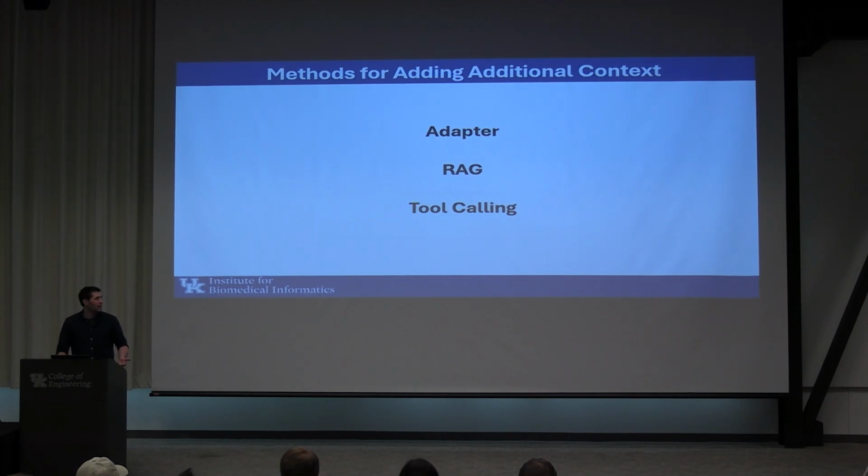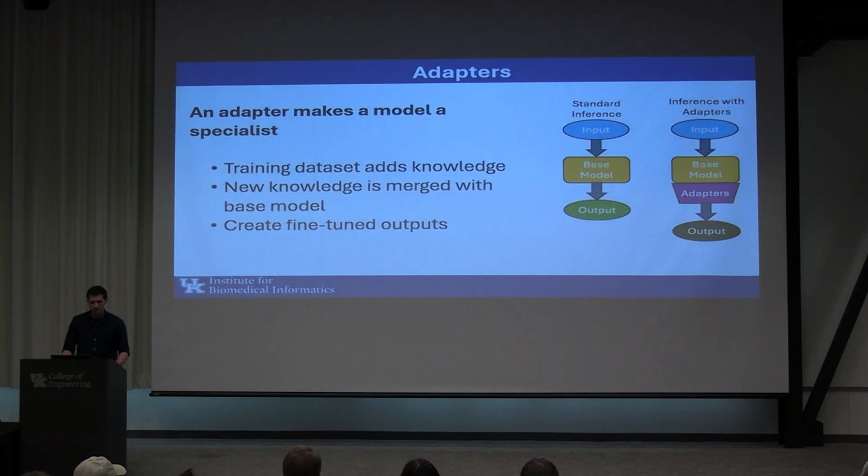So some methods that we're going to talk about for that are adapters, RAG, and tool calling. And we'll get into the specifics on what each one of these are in a second. So adapters. Adapters are in addition to the base weights of the model. So you are making changes to specific areas within the model and adjusting how those weights are, and merging the new weights of the adapter together with the base model.